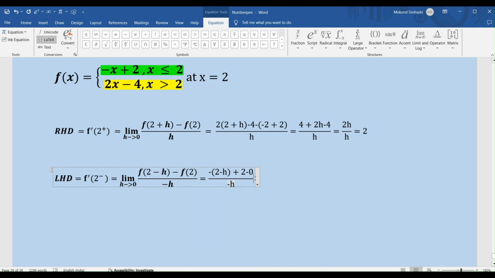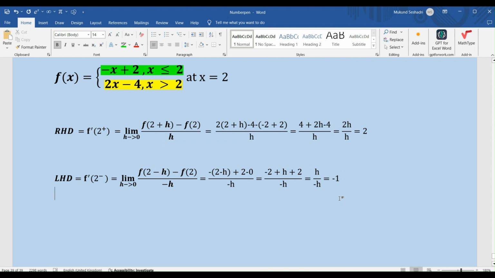So now I can further expand this: minus 2 plus h plus 2, and then I have a minus h in the denominator, right? So which means my 2 and 2 get cancelled, and I'm left with h by minus h, which is nothing but minus 1, right? So we can conclude that my LHD also exists, but it is equal to minus 1, right?